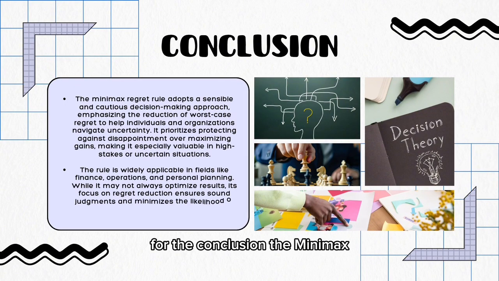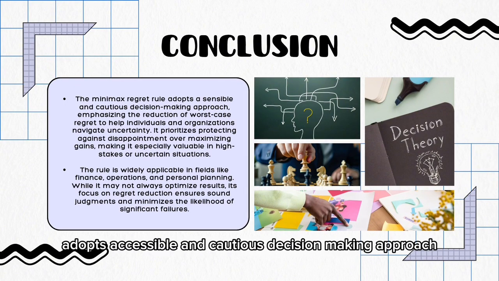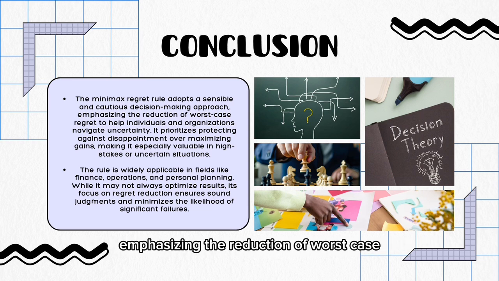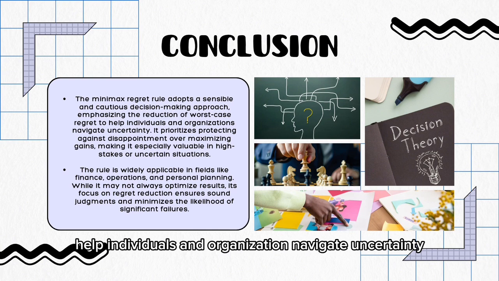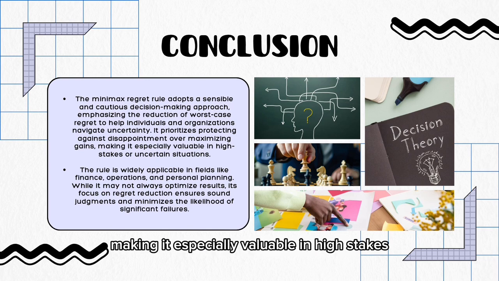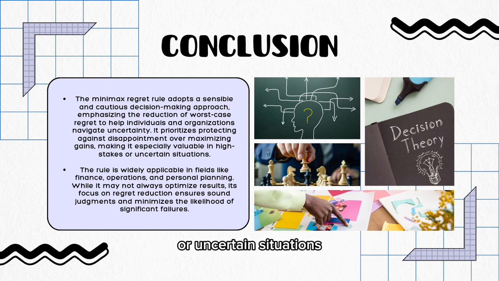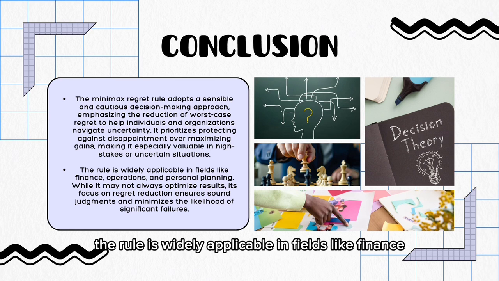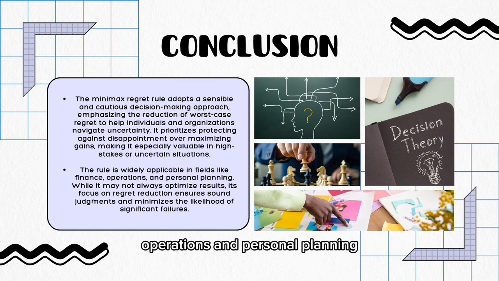For the conclusion, the Minimax regret rule adopts a sensible and cautious decision-making approach, emphasizing the reduction of worst-case regret to help individuals and organizations navigate uncertainty. We prioritize protecting against disappointment over maximizing gains, making it especially valuable in high-stakes or uncertain situations. The rule is widely applicable in fields like finance, operations, and personal planning.